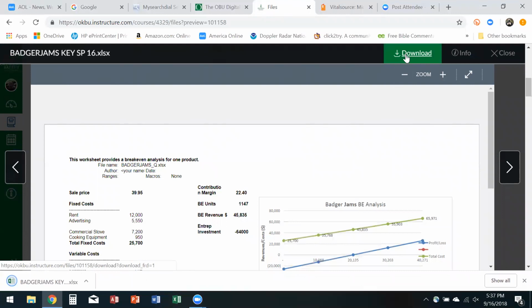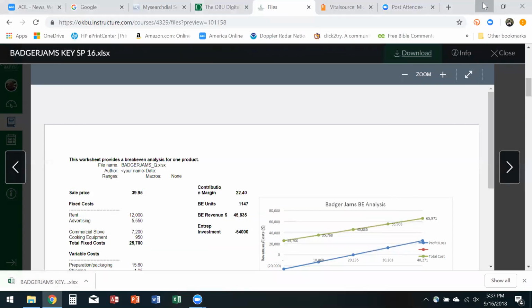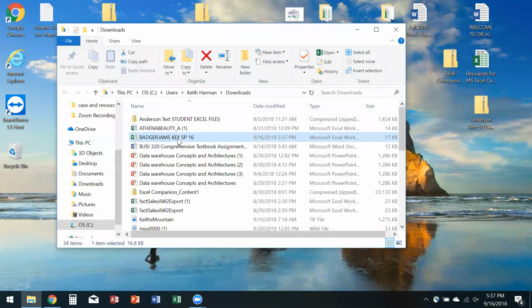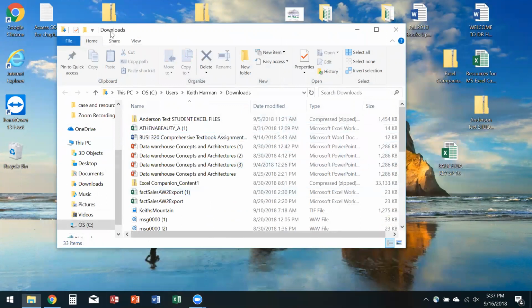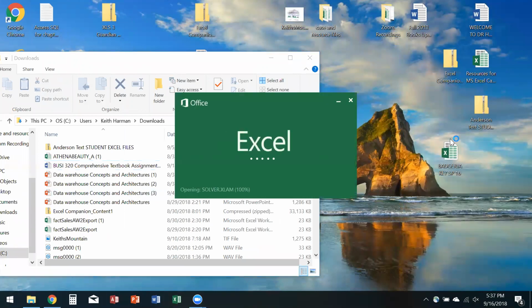And you're going to see that we're going to do some work with it, and we're going to learn a little bit about break even. I'm going to diminish this all down, and I'm going to take this Badger Jams file and put it on the desktop. All right. And I'm going to open it up, and I'm going to save it on my desktop.